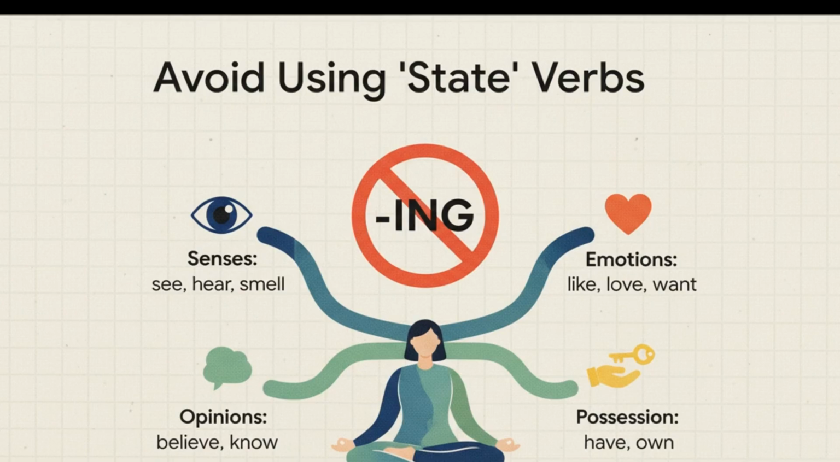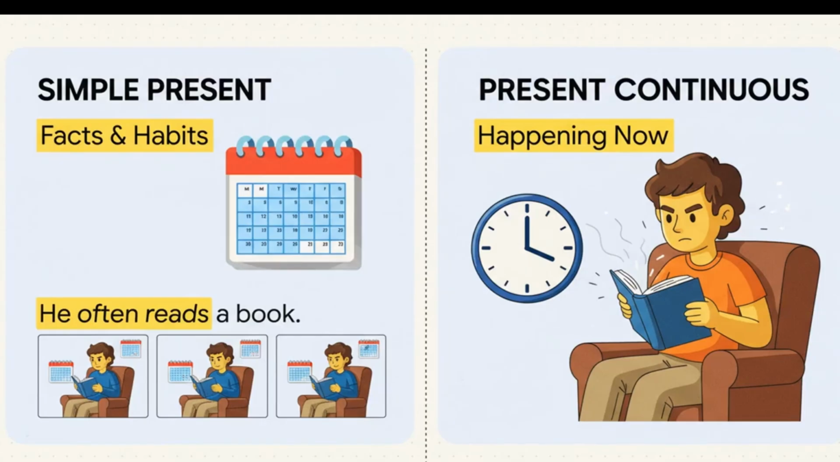And this leads us to what is probably the biggest point of confusion for pretty much everyone. When to use the simple present versus the present continuous. But honestly, the difference is simple. You use the simple present for habits and facts, things that are generally true. Like, he often reads, but you use the present continuous for what's happening right now. He is reading a book now. It really just comes down to this, habits versus now.